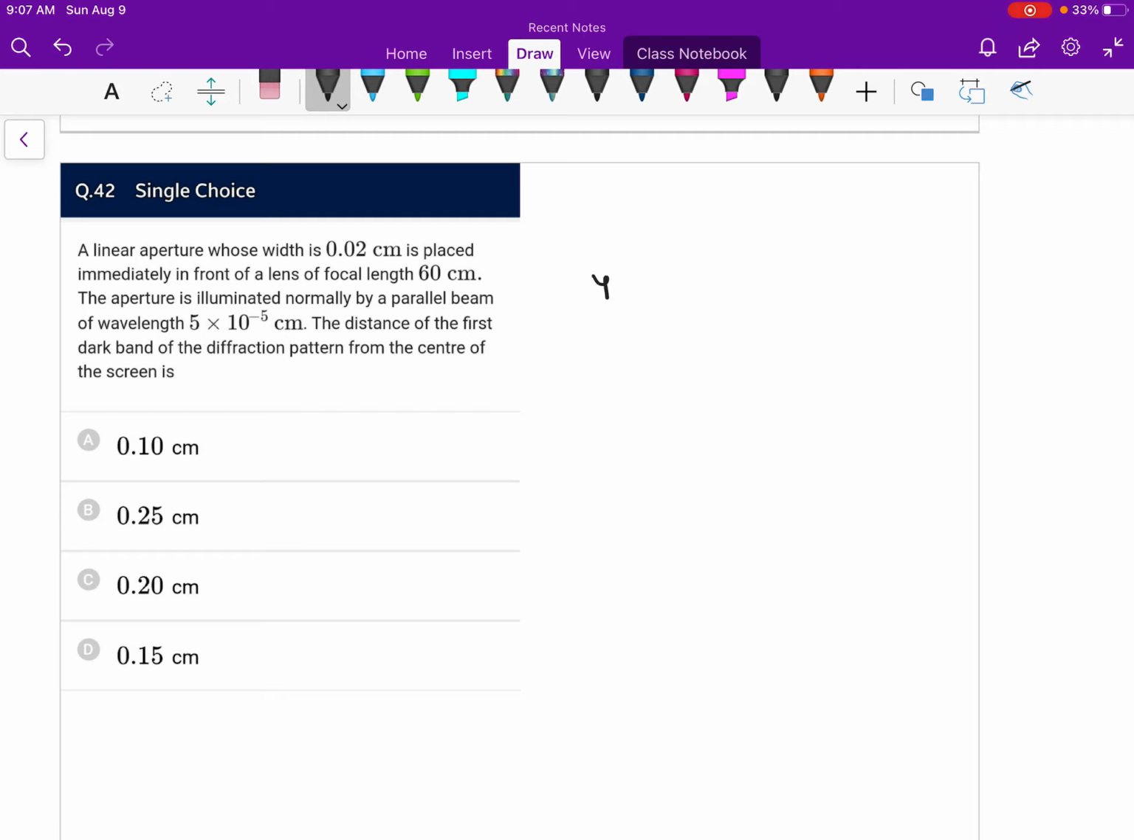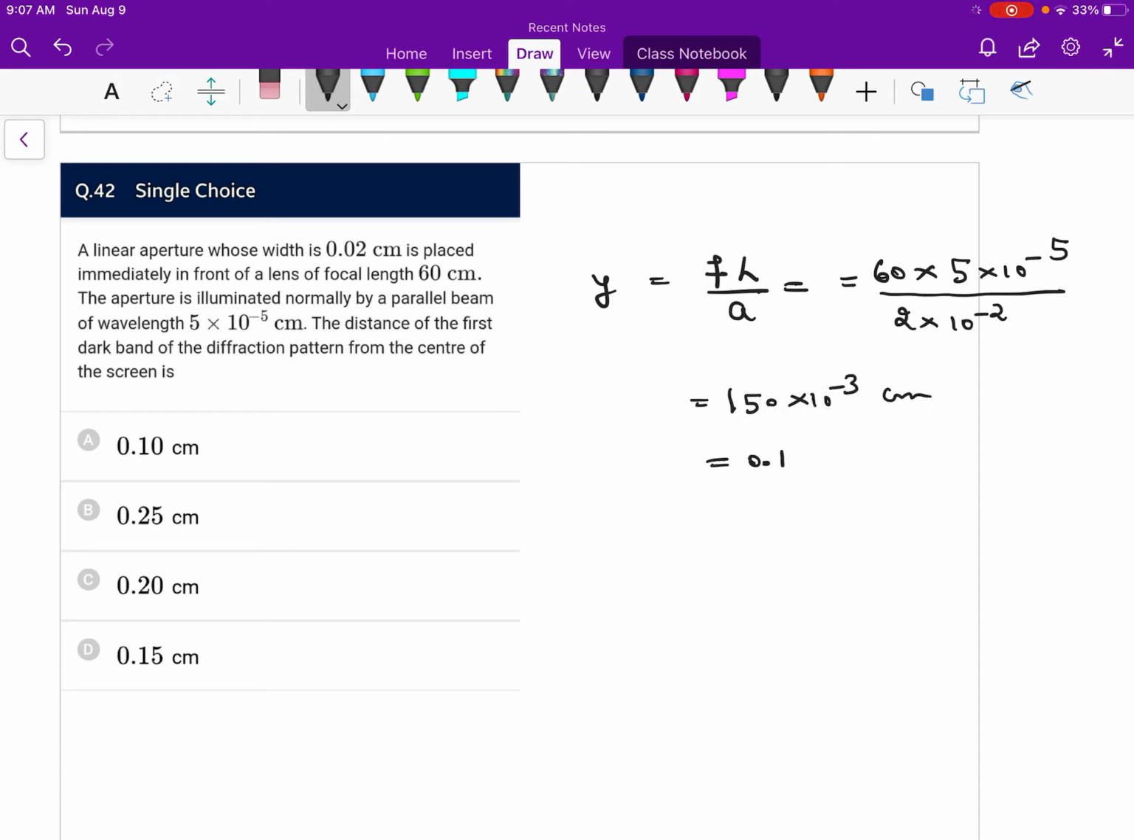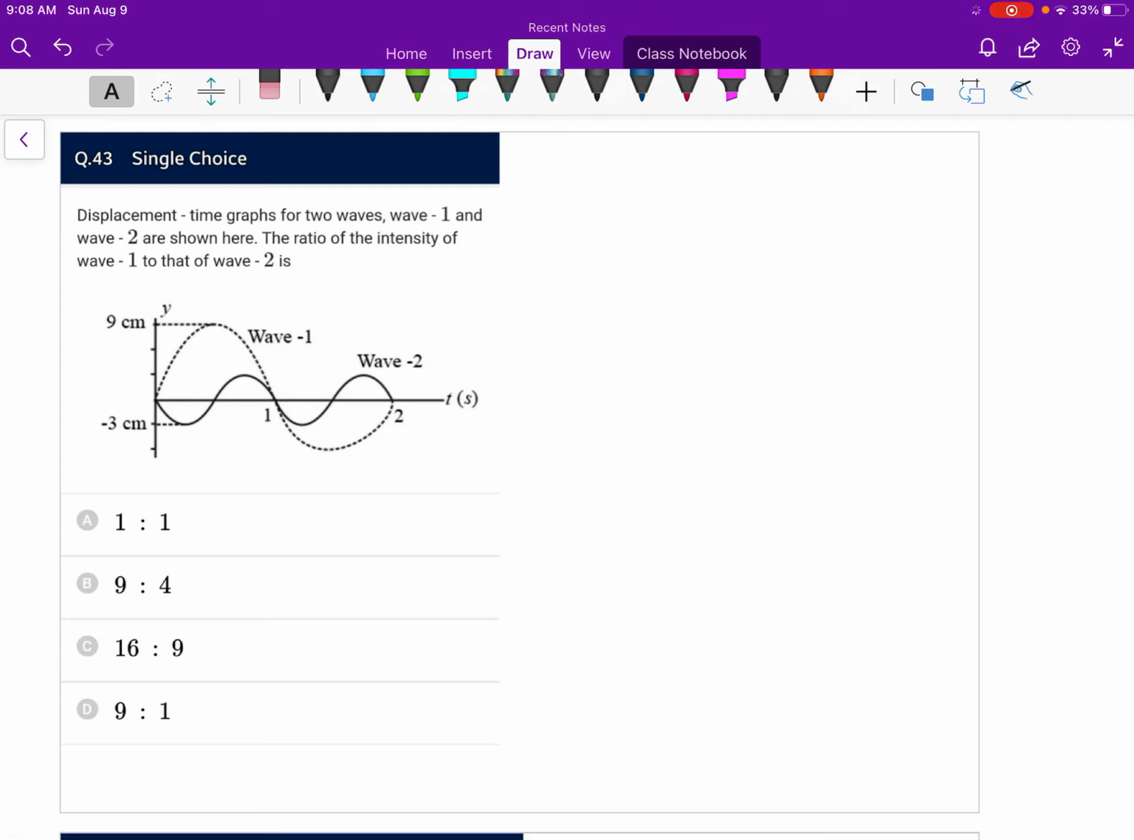So the distance of the first dark band of the diffraction pattern from the center of the screen is f lambda by a. Capital D is f, the distance of the screen from the aperture is f. So capital D lambda upon a, and capital D is f, so that is 60 centimeter. Lambda is 5 into 10 to the power minus 5 centimeter, and a is 2 into 10 to the power minus 2 centimeter. So this is 300 upon 2, 150 into 10 to the power minus 3 centimeter, which is 0.15 centimeter. So D is the correct option.